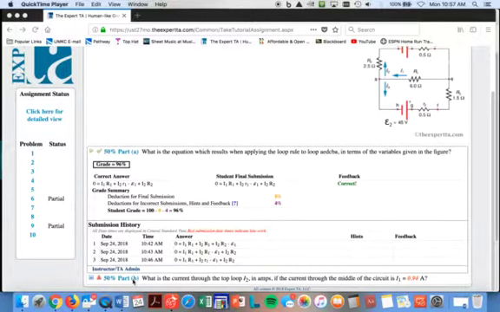All right, so now let's look at part B. What is the current through the top loop I2 in amps? Okay, so here we've got the current of I2. We just have to solve three equations, two unknowns. That's all there is to it. Okay, so what is the current in that thing?